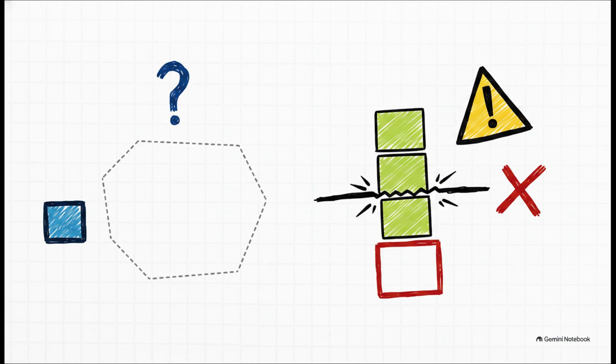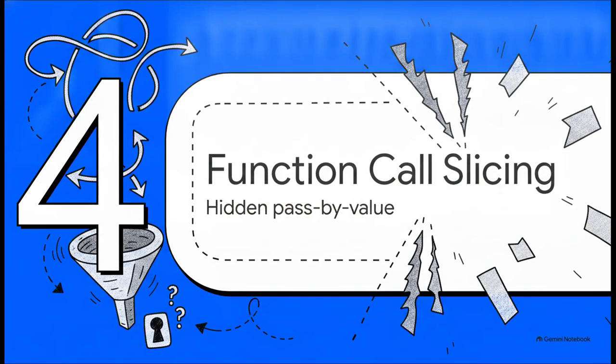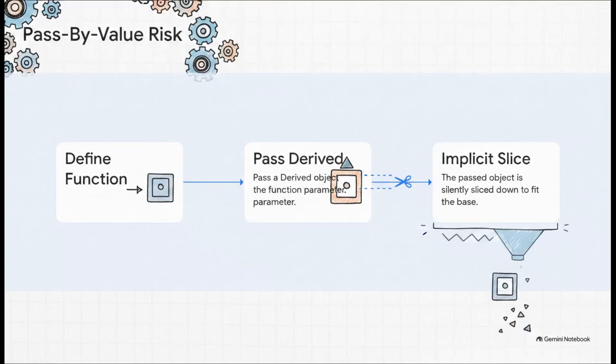And hey, if you try A1 equals C1, that is a double slice. Both the B and C memory portions are just entirely wiped out. All right, section 4, slicing in function calls, the hidden pass-by value risk. So how does this sneak up on you? Let's break down exactly how passing an object by value triggers slicing without you ever even writing an equal sign.